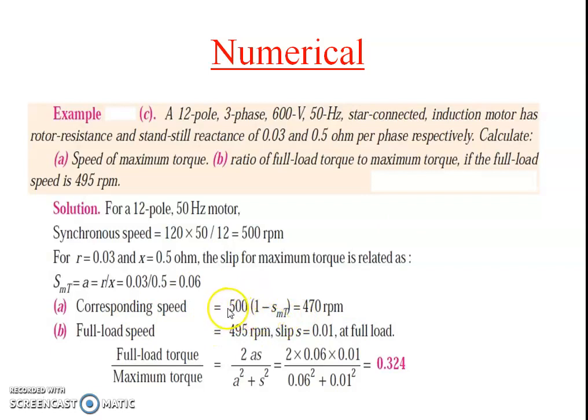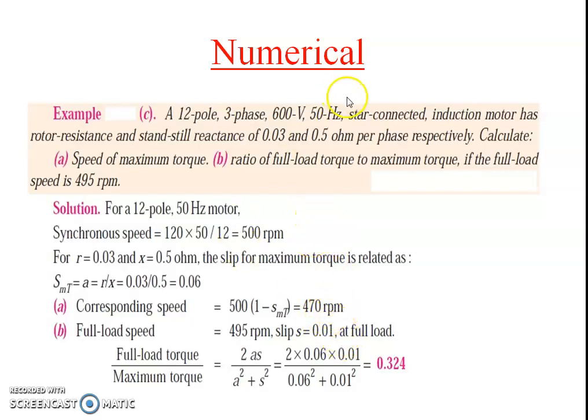As we know, the formula for the speed: the synchronous speed formula is Ns equals 120f upon P, 120 f frequency divided by P number of poles. But for the corresponding actual speed N, N equals Ns, the synchronous speed, into bracket 1 minus slip. We already found the synchronous speed using this formula, so I have taken this 500 into 1 minus this slip. So I will get 470 rpm, that is the revolutions per minute for the speed.